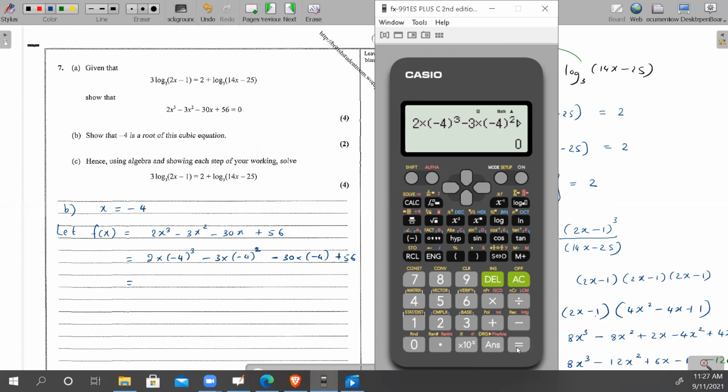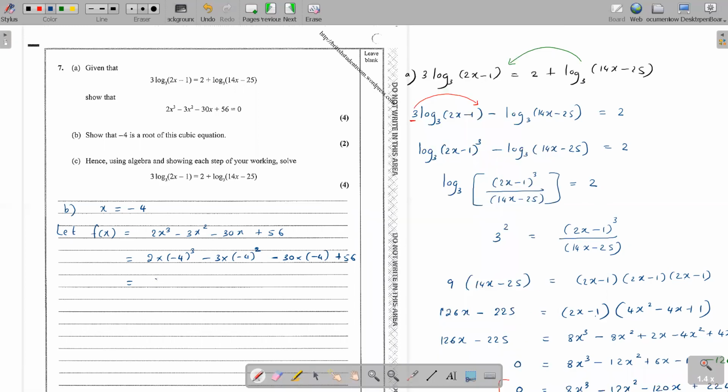So let's see, equals 0, as you can see. So when you put x equal to minus 4, the answer is 0. Therefore, since the answer is 0, x equal to minus 4 is a root of this equation. Okay, it's one of the roots.